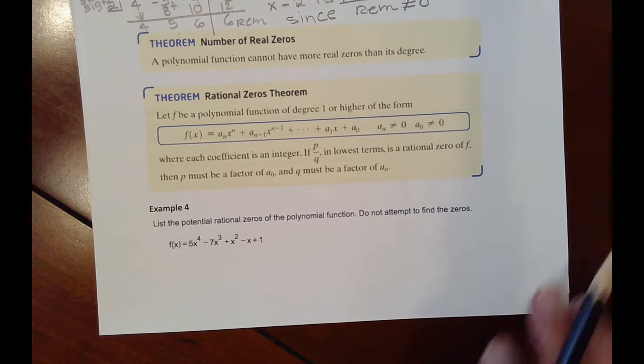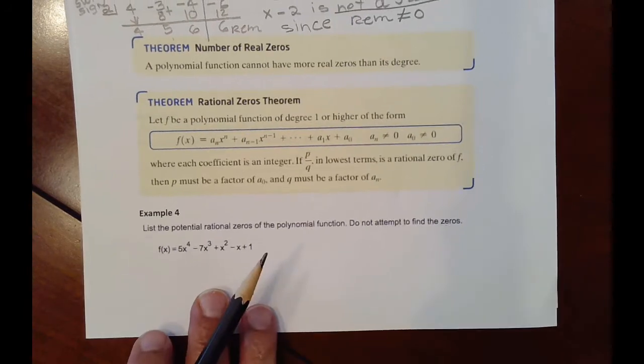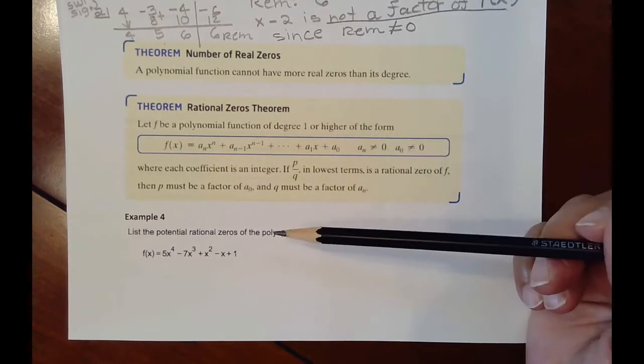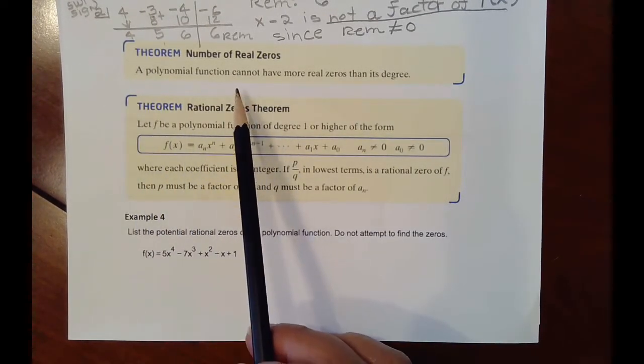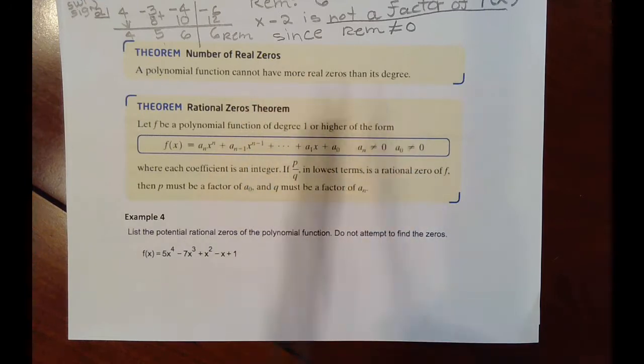Okay, some of the other theorems that come into play as we try to work with synthetic division and find the various other operations that we can do with it are the following 2 theorems. A polynomial function cannot have more real zeros than its degree. So if it's third degree, it has at most 3 real zeros.